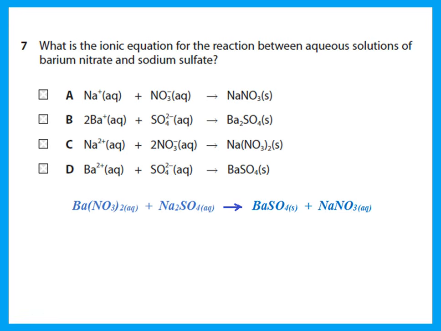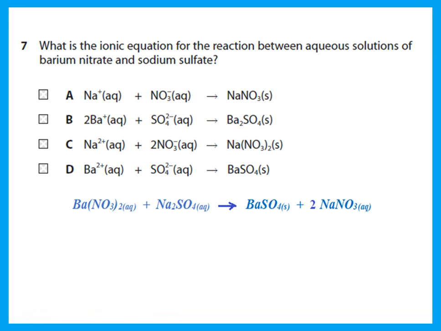So the barium nitrate, any nitrate is aqueous, sodium sulfate, sodium anything is aqueous. Barium sulfate, you should know, is a solid, it's a precipitate, and sodium nitrate is aqueous. Do not forget to balance. So here we're going to balance this equation. So this is the equation that we have. And then to change it into ionic, we said we ionize all the ones that are aqueous. We do not ionize solids or liquids or gases.